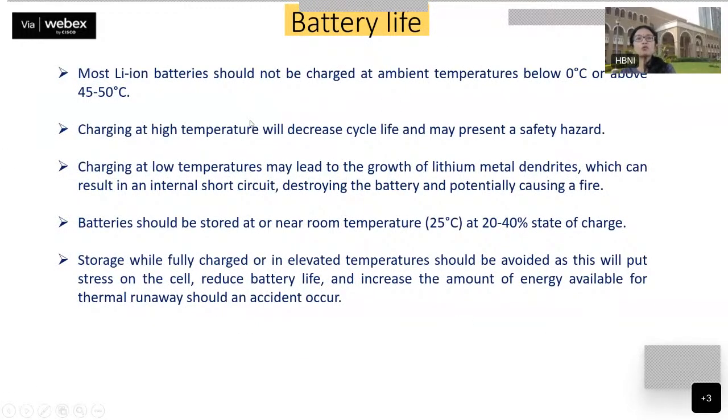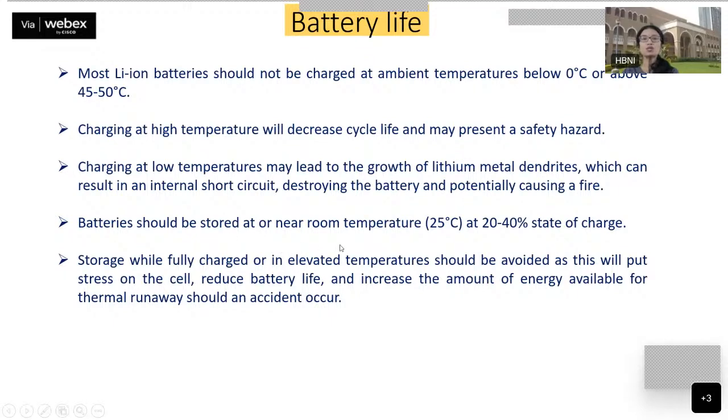Now battery life. Most lithium-ion batteries should not be charged at ambient temperatures below 0 degrees or above 45 to 50 degrees centigrade. This is from a safety point of view, because charging at high temperatures will decrease cycle life and it may present a safety hazard. Charging at low temperature leads to the growth of lithium metal dendrites. So you can have an internal short circuit, which will destroy the battery. Potentially, the charger can cause a fire.